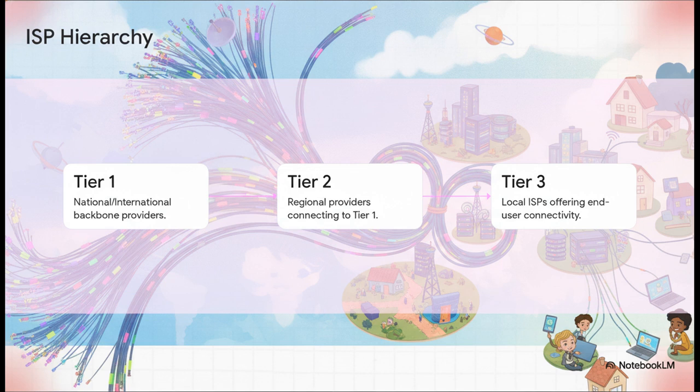These are the massive national and international backbone providers. Just below them is Tier 2, which are the regional providers who pay to connect to Tier 1. And finally, at the bottom, Tier 3. These are the local ISPs that actually provide the connectivity to end users like you and me.